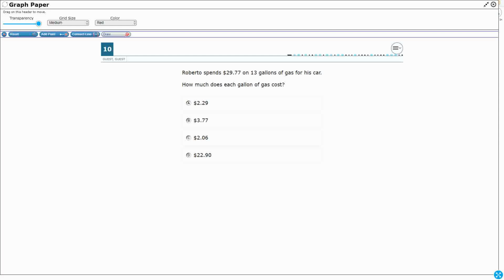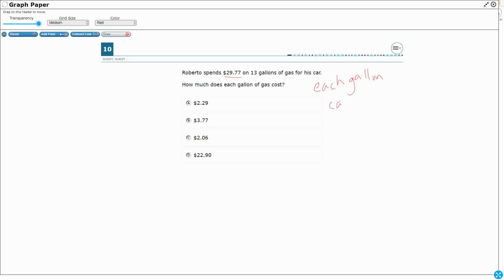So, Roberto is spending $29.77 on 13 gallons of gas. How much does each gallon of gas cost? Okay, so it doesn't say it explicitly, but we do need to assume, assuming he bought it all at the same time, that each gallon costs the same amount, right? You get the charge per gallon.